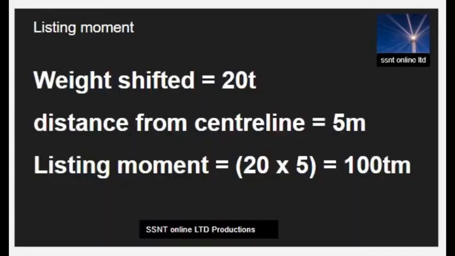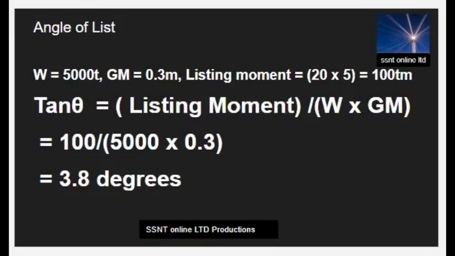The weight is 20 tons and the distance from the center line, after shifting, is 5 meters. The listing moment is 20 multiplied by 5, equal to 100 ton-meters. We can find the tangent of the angle of list by dividing the listing moment by the product of the displacement and the GM. We can then use tables or a calculator to find the angle with that tangent.